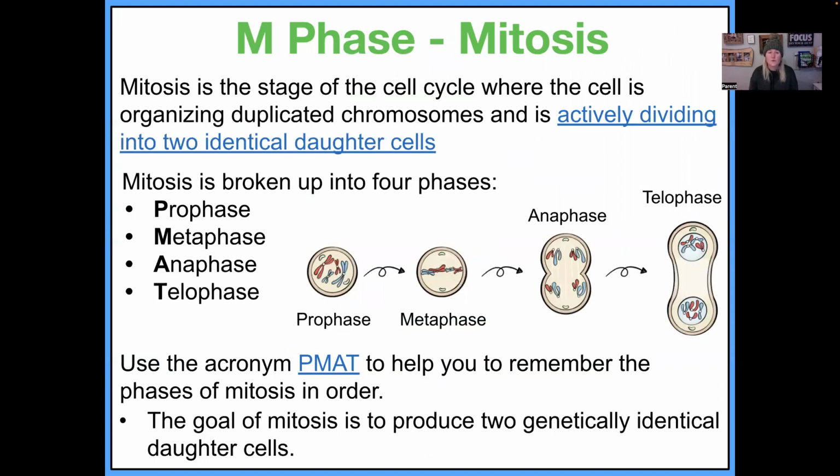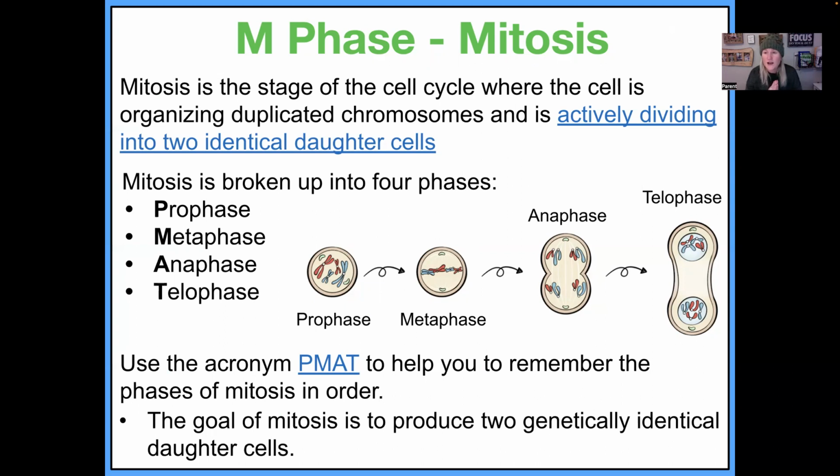Next, mitosis, or the M phase. Mitosis is the stage of the cell cycle where the cell is organizing duplicated chromosomes and is actively dividing into two identical daughter cells. So I like to think of mitosis like this. Mitosis is broken up into four phases.